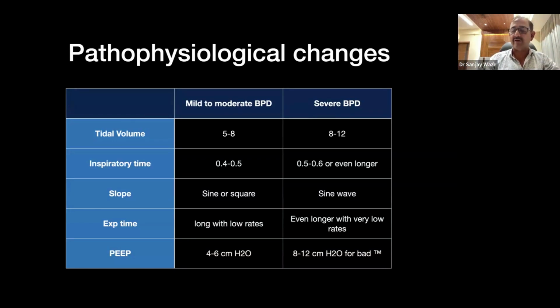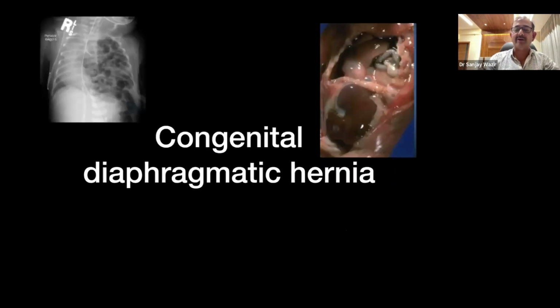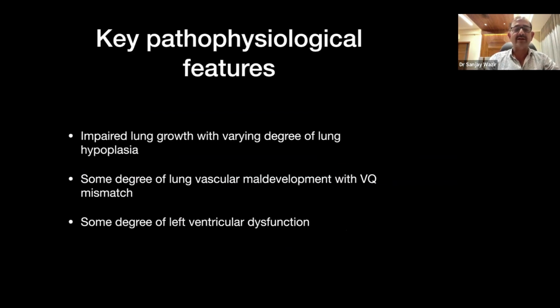And sometimes you have to use a very high PEEP, because the tracheomalacia or bronchomalacia tends to collapse easily and obstruct the airflow. So you want to use a higher PEEP to keep it expanded. At the same time, you have to see what impact it has on the peripheral part of the lung.